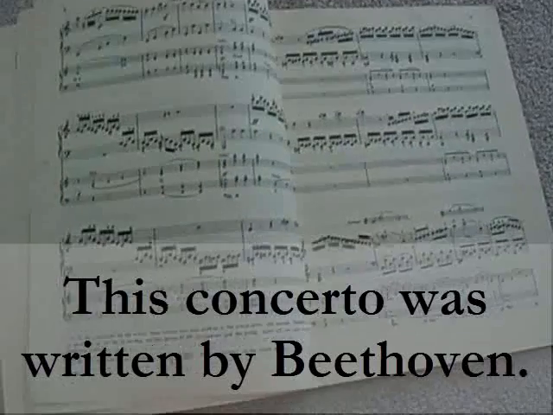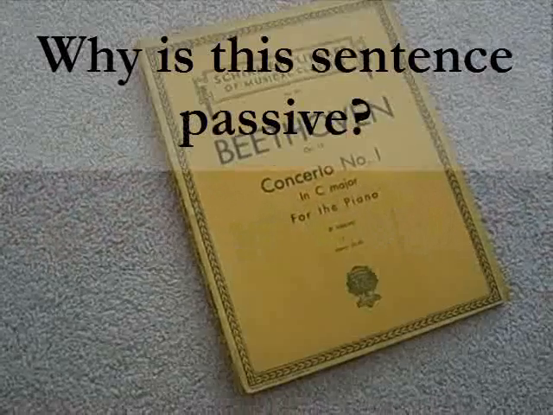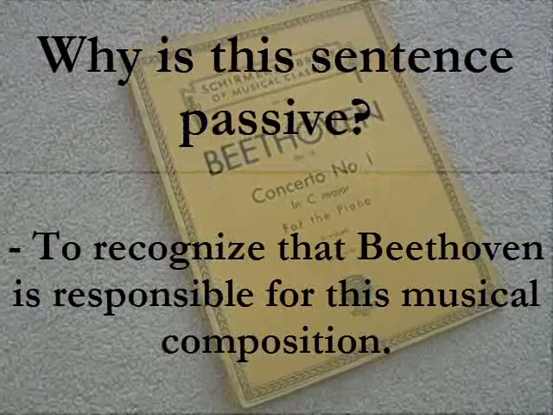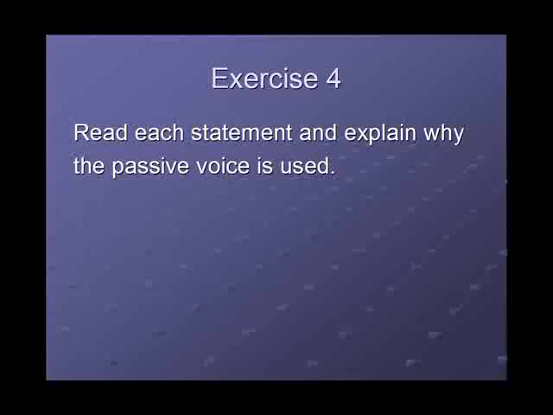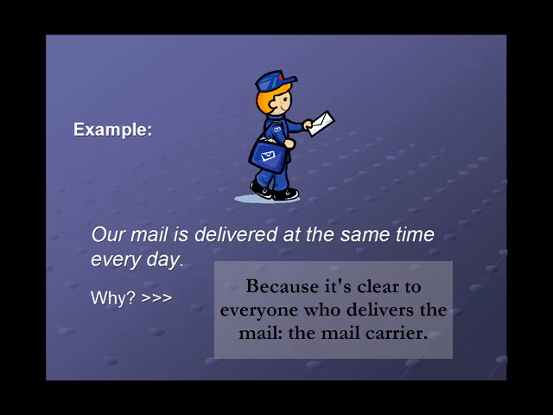This concerto was written by Beethoven, and by using the passive, I'm recognizing that it was Beethoven who was responsible for this musical composition. Exercise 4. Read each statement and explain why the passive voice is used. Example: our mail is delivered at the same time every day. Why is the passive used in this sentence? Because it's obvious. It's clear to everyone that the person who delivers the mail is the mail carrier.